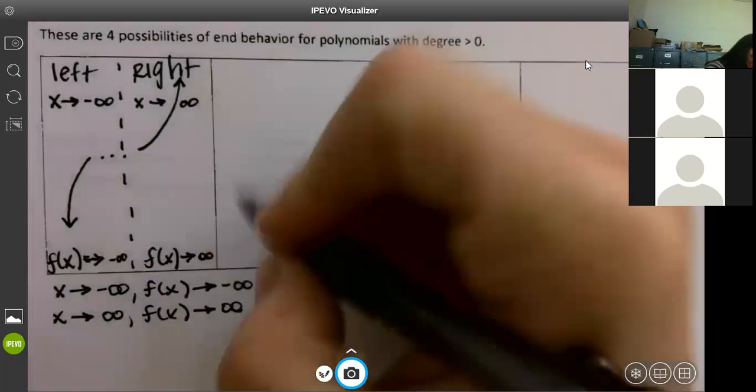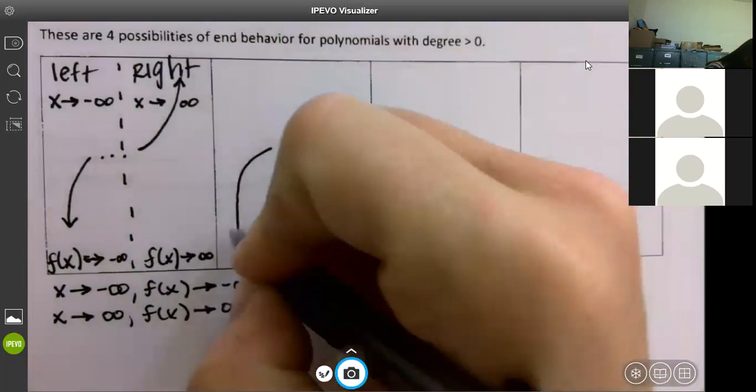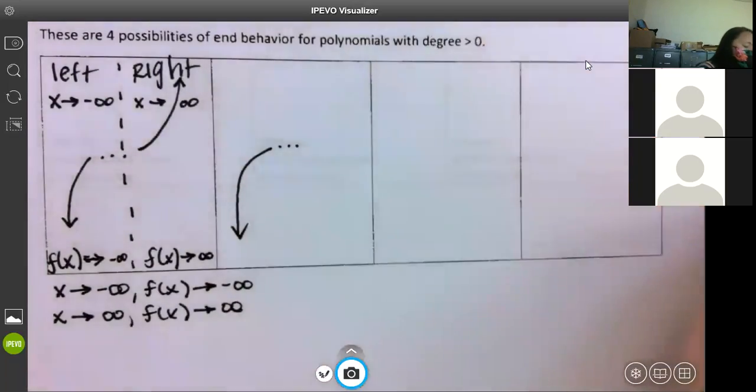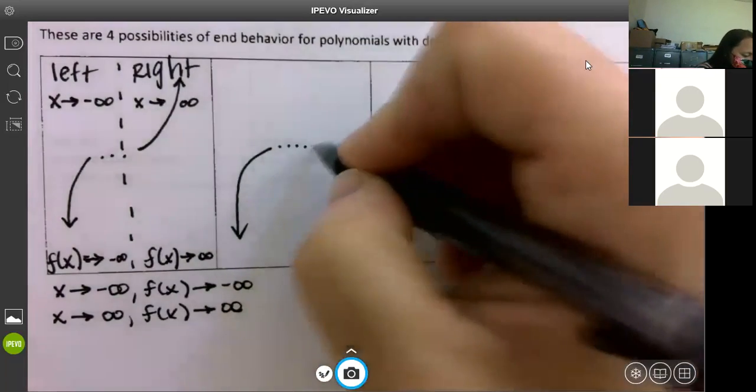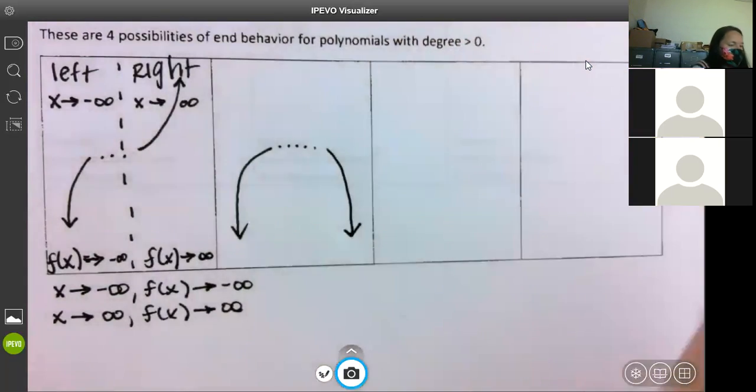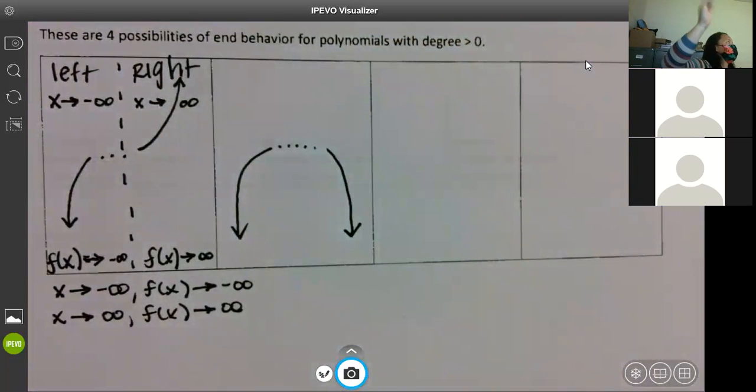The next one that you could have would point down, do something in the middle, and point down on the end. And again, it could have all kinds of lumps and bumps in the middle. As we get into our higher order polynomials, you'll see that there are multiple bumps and lumps in there.